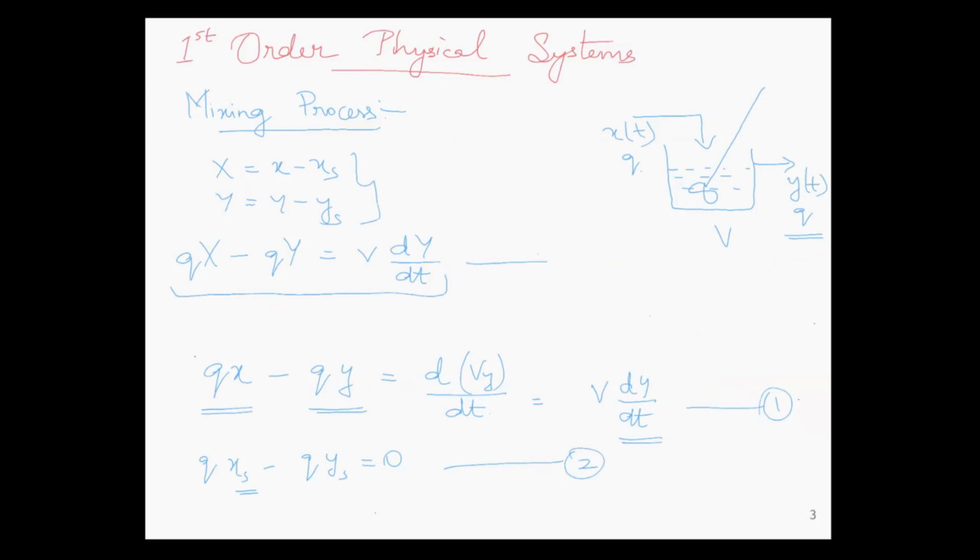Now take the Laplace transform on both sides and rearranging, we get the relation between the output salt concentration and the input salt concentration. So Y(s) divided by X(s) equal to 1 by (tau s plus 1). This is also a first order system where tau is V by Q, that is a constant value. So this is how we model a mixing process. We will see more complicated modeling of more complicated mixing processes later.